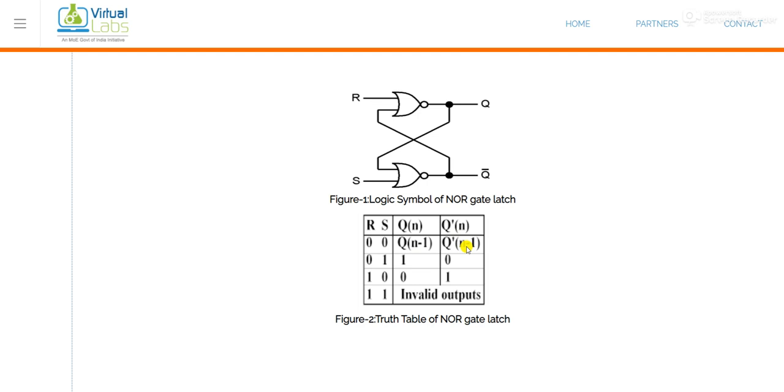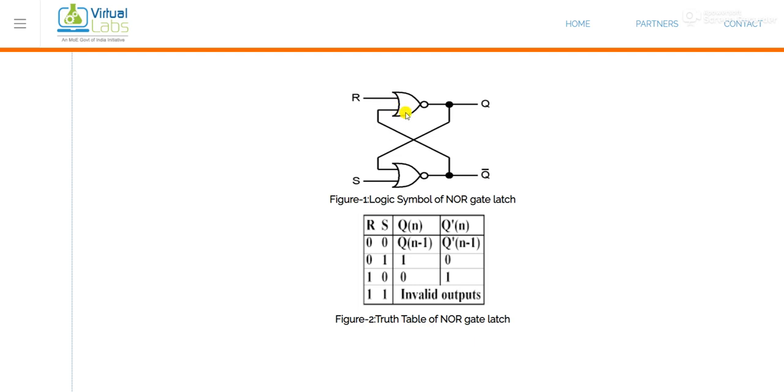So the previous value. Okay, now next is R equal to 0 and S equal to 1. So for R equal to 0 and for S equal to 1, this is 1. So 1 OR 1 is 1. Output is 0. Okay, so Q bar is 0. Now this 0 is connected with this NOR gate input. So R equal to 0. So 0, 0.